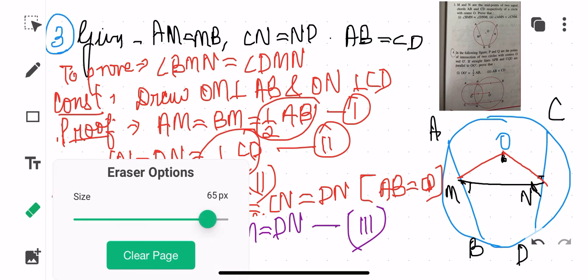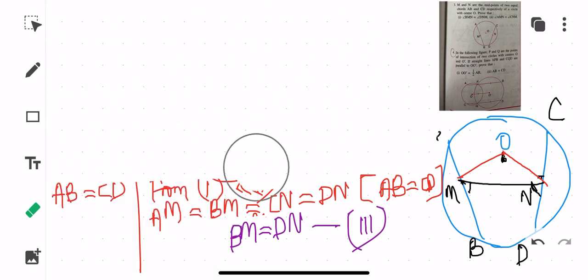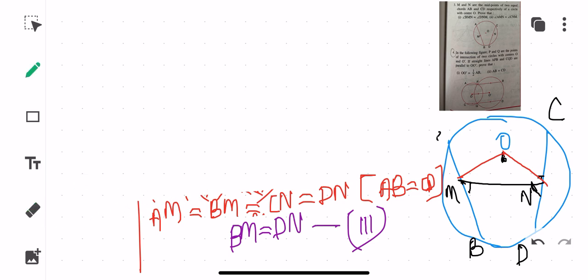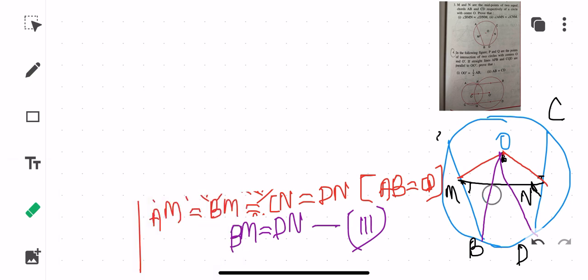Now we will be moving to the next step. In the next step you will be applying the Pythagoras theorem. For applying the Pythagoras theorem, you just need to match these two points as well. Or else there is a simple way, children, which I can tell you. That is also going to be an easy one. See, I'll just erase this.